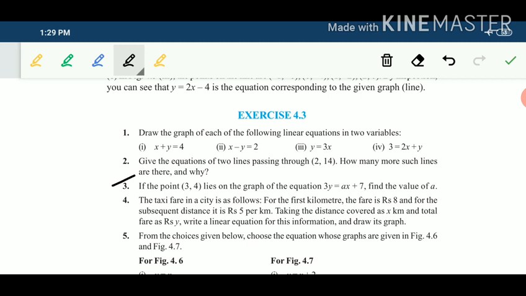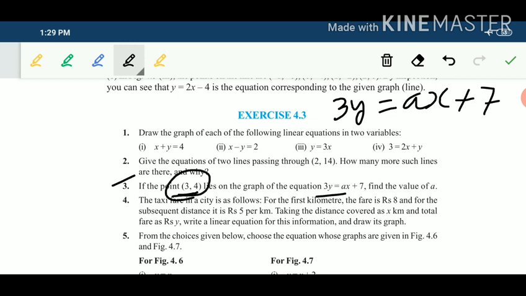Third question is: if the point 3 comma 4 lies on the graph of the equation 3y is equal to ax plus 7, and this point lies on this equation, it means this point satisfies the equation. If it satisfies, it means the value of x is 3 and the value of y is 4, and we have to find the value of a. So put the values of x and y and find the value of a. X value 3, y value is 4.